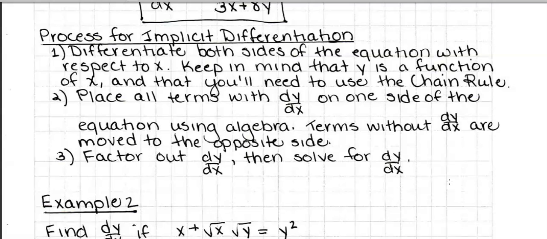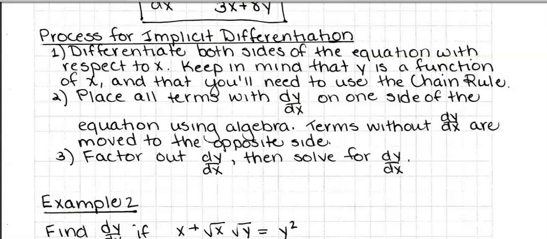You're going to place all the terms with a dy/dx on one side of the equation, and you do that by subtracting or adding any terms that don't have dy/dx from both sides. Last step, factor out dy/dx from all the terms that contain it, and then divide by whatever the quantity is in parentheses to isolate dy/dx.